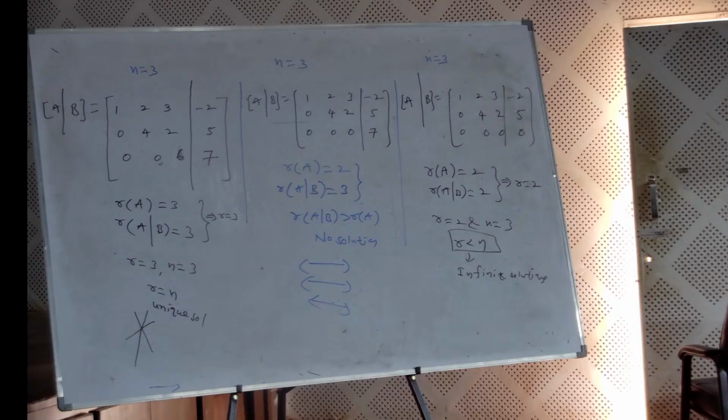Very nice question. Rank cannot dominate the number of unknowns. That will never occur. Rank is less than n only. The rank will never dominate.